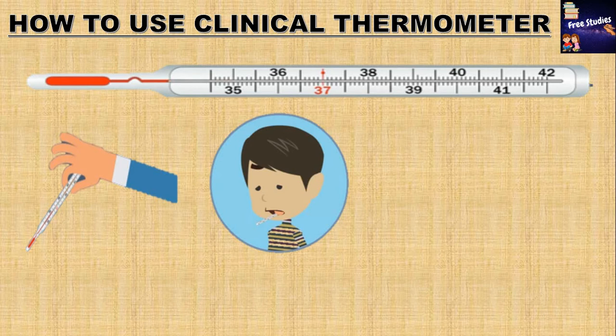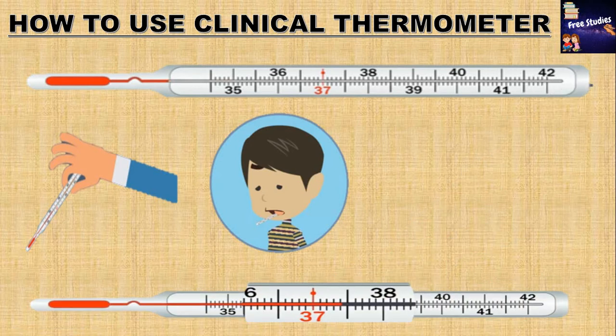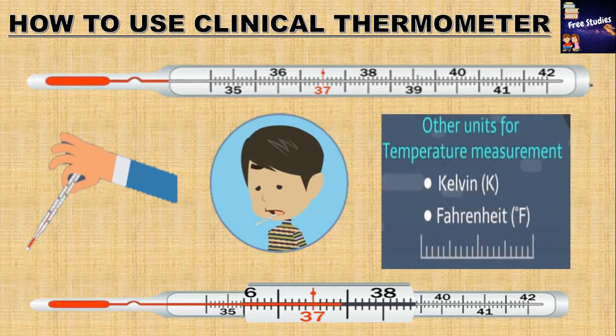After 2 minutes, take out the thermometer and read the mercury level of the thermometer by holding it horizontally in the line of sight. This gives your body temperature in degrees Celsius. Some thermometers are marked in Fahrenheit. These thermometers have a range from 94 degrees Fahrenheit, which is 35 degrees Celsius, to 108 Fahrenheit, which is 42 degrees Celsius. So, this is all about thermometers.